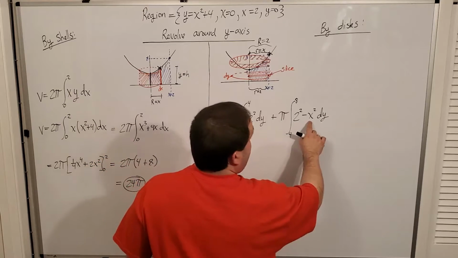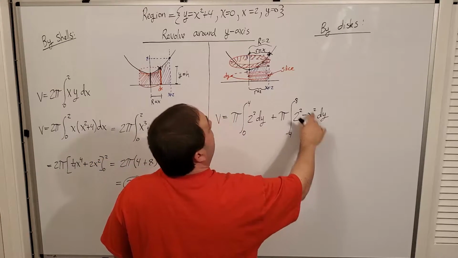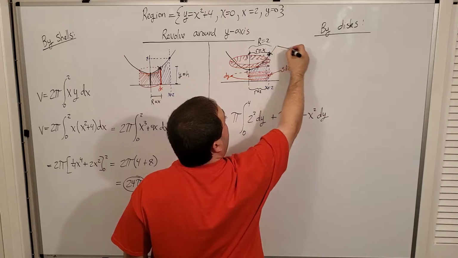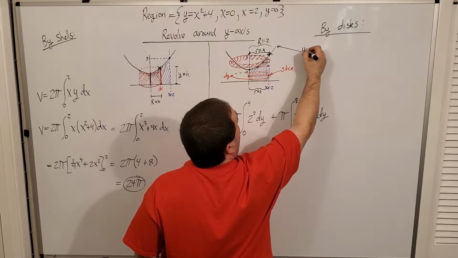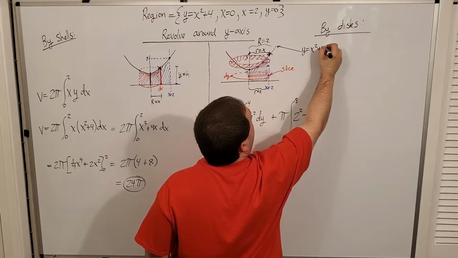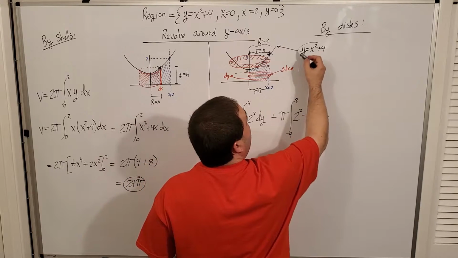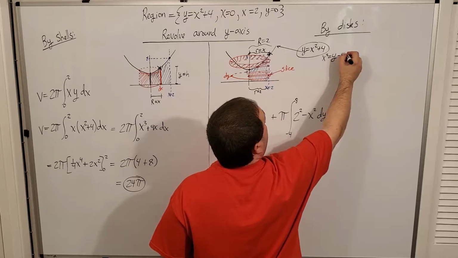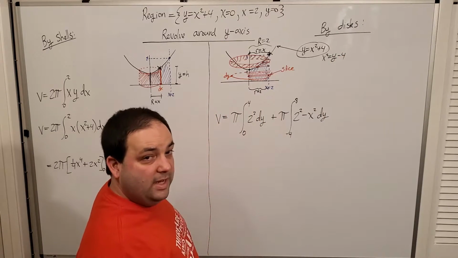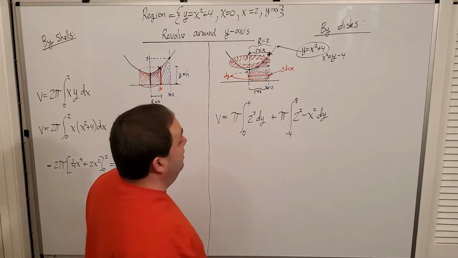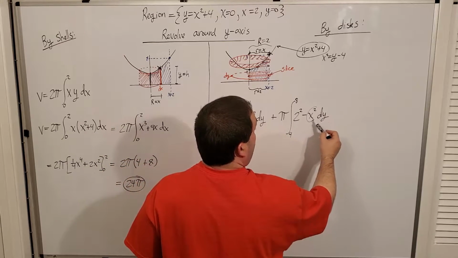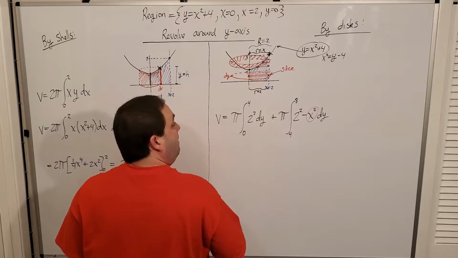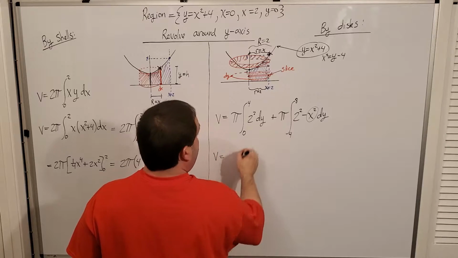And of course, I can't leave x with a dy, but I do remember that my function here was y equals x squared plus 4. That tells me that x squared is equal to y minus 4. That makes it a bit simpler. So this whole x squared right here I can replace.